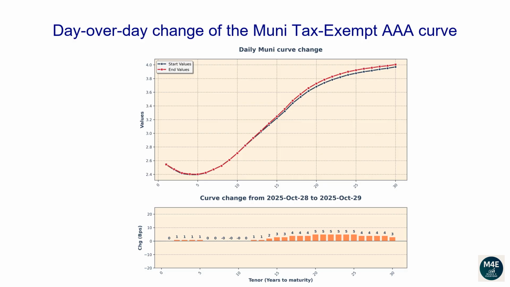The one-year tenor changed 0 basis points. The 2-year tenor changed 1 basis point. The 5-year tenor changed 1 basis point. The 10-year tenor changed 0 basis points. The 20-year tenor changed 5 basis points. The 30-year tenor changed 3 basis points.